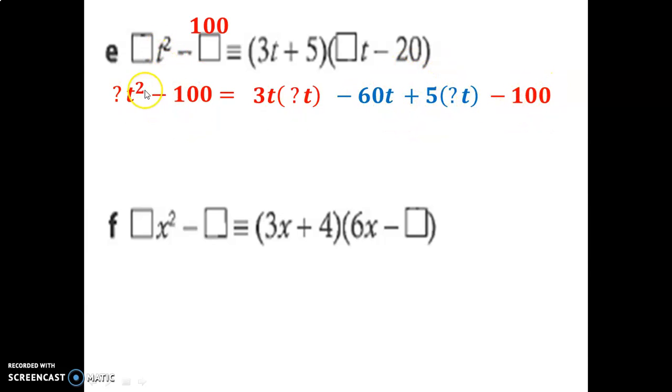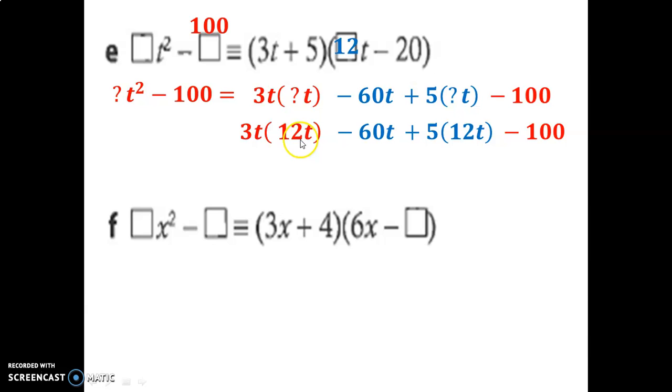But since in the final form here, we have the squared, we have the constant, but we don't have the middle t term, that means these two must cancel. So -60, and this must be +60. So we know if this is +60, those will cancel. So 5 times what? Well, 5 times 12. So that tells us this must be 12. And in that case, we know this is 12t.